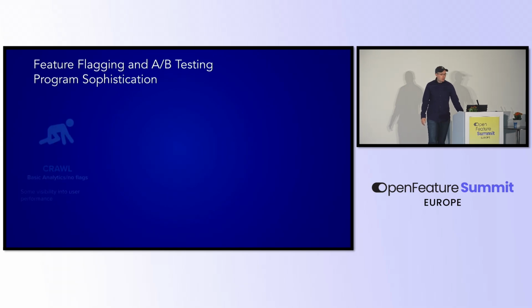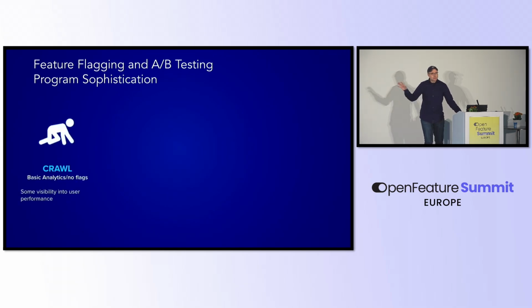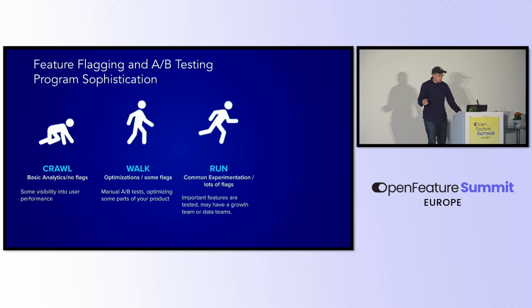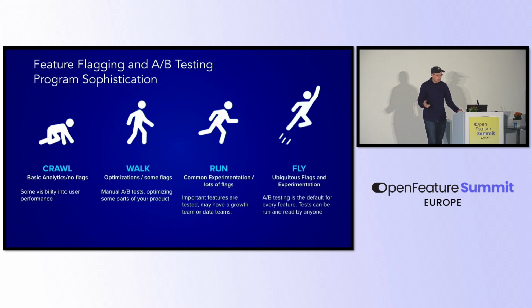This is borrowed from Ronny Kohavi, who has this crawl, walk, run thing. For feature flagging, companies often start with really no feature flags, but they might have some analytics. You then start to add some flags on maybe some key features. Then you start running experimentation or running a lot of feature flags on quite a lot of your products. And then eventually you get to the point where you're doing ubiquitous experimentation, ubiquitous feature flagging, where literally every change you make is wrapped in a feature flag. And that's the default way of how you launch a new feature.